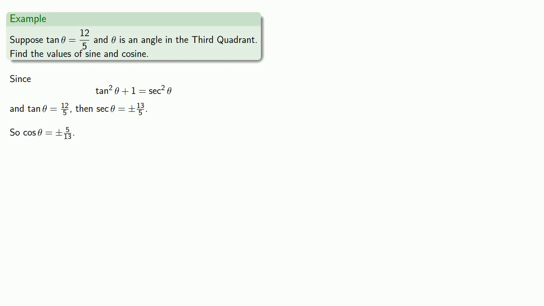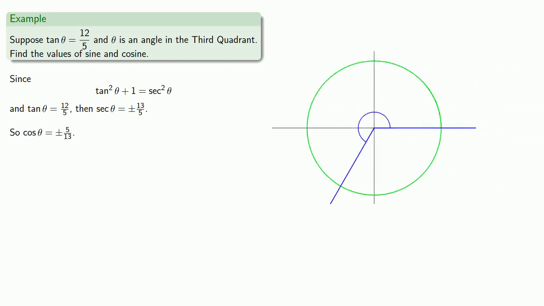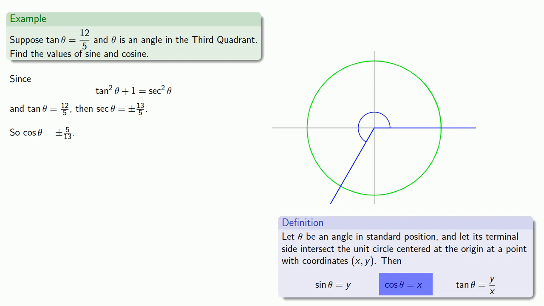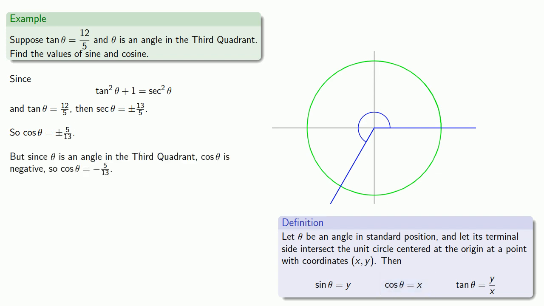Well, it looks like we're going to have to draw that picture anyway. So we'll draw a unit circle centered at the origin with an angle in the third quadrant. Remember, the x-coordinate corresponds to the cosine of the angle. And since theta is an angle in the third quadrant, x must be negative, so cosine of theta must be negative 5/13.